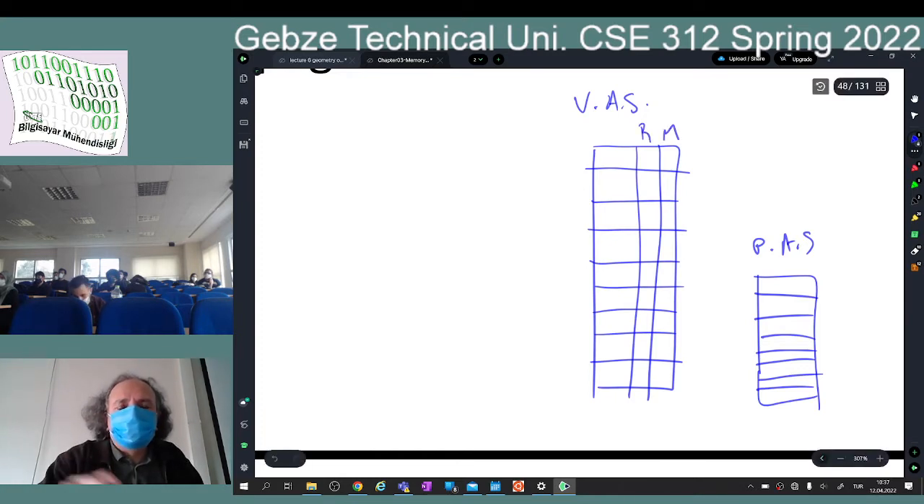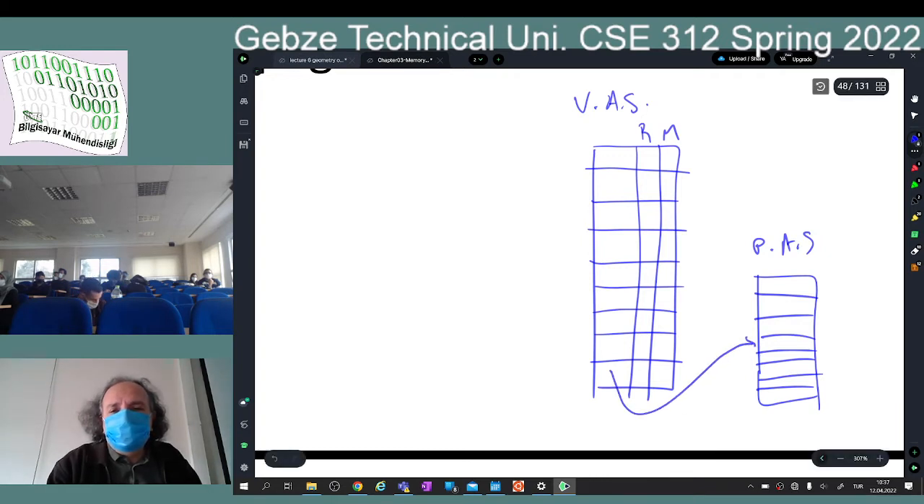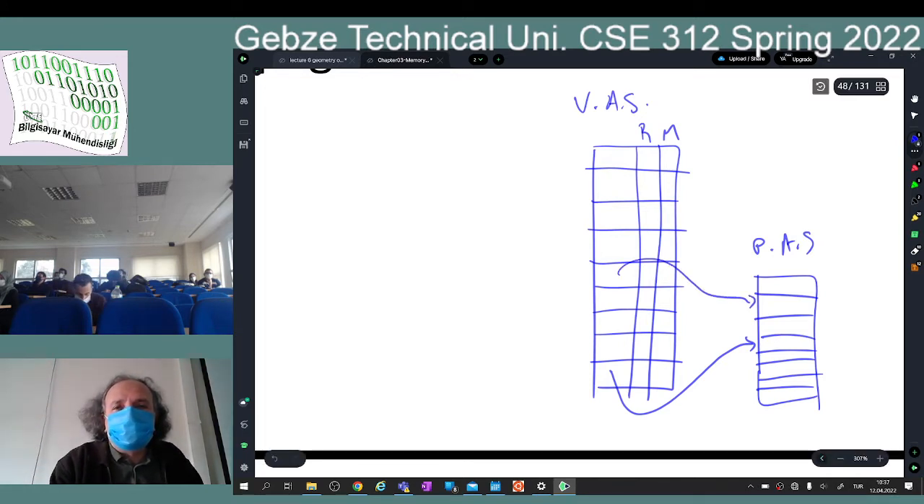Let's assume that this will be a page table, and in my page table there are referenced and modified bit fields. This one might say that this page lives at this physical page frame, and this one lives here. Also, I should say this page is referenced, but it is not modified. This page is not referenced or modified. This page is both referenced and modified.